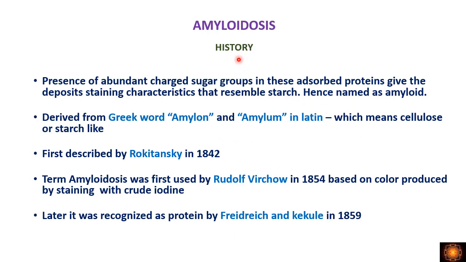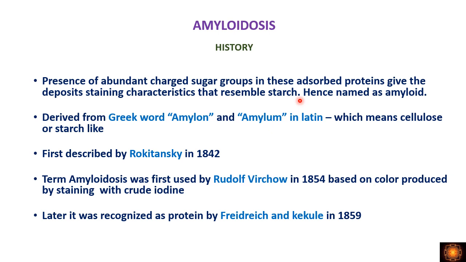Now when we see the history, why the term amyloidosis is used for them is because of their staining characteristic, which is similar to starch. When we apply iodine on starch, it gives a brown color. So these organs which had the deposition of the amyloid, when stained with iodine, used to give the brown color. Hence they thought the material is a starch-like material. Why the properties are like starch is that there were abundant charged sugar groups in these adsorbed proteins. Because of these sugar groups, it has similar staining characteristics to starch.